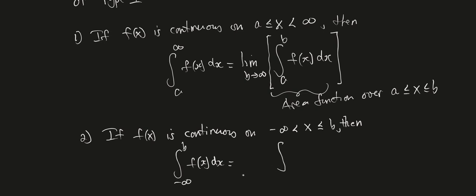I'm going to put a placeholder where my negative infinity is, and what letter do we use? Well, we're going to use a, right? And we're going to evaluate this. So it looks a lot like the first one, right? Because again, this is what our fundamental theorem can help us with.